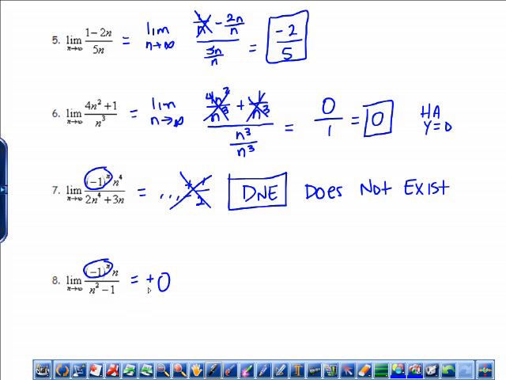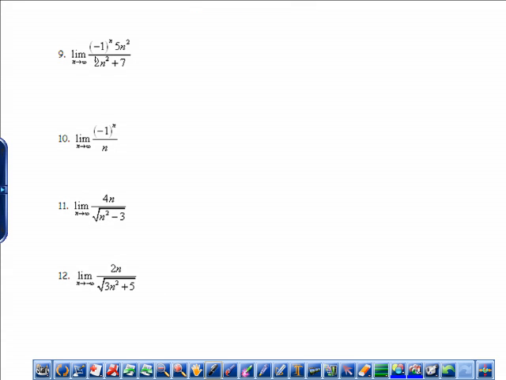But let me ask you this. Plus minus 0, is that two different numbers, or is that one number? It's one number. It's 0. So I don't want you just to look at the negative 1 to the n and immediately go DNE, does not exist, because it could exist, and this is an example of when it does. Okay, let's look at the next one.